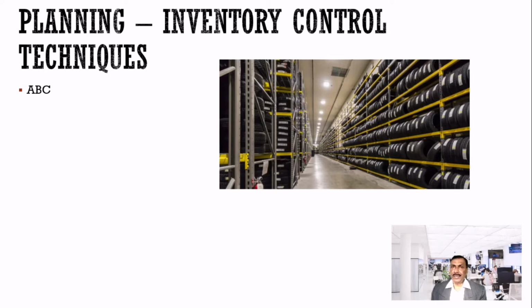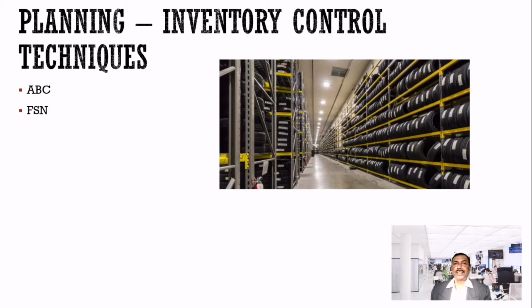Why do we need ABC? It is to give top priority to A class items. We have to ensure availability of A class items all the time, and we can also include some critical items in A class. We should also ensure that system versus physical stock is 100% for A class items. So maybe we do frequent cycle counting for A class items. This is one of the important inventory control techniques.